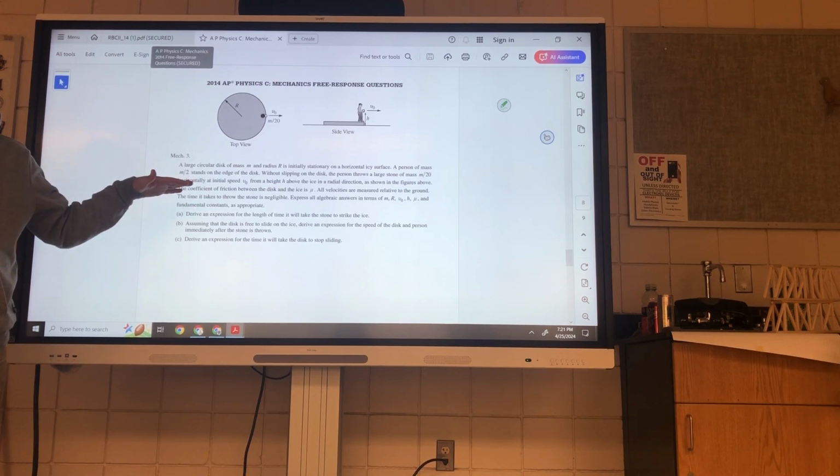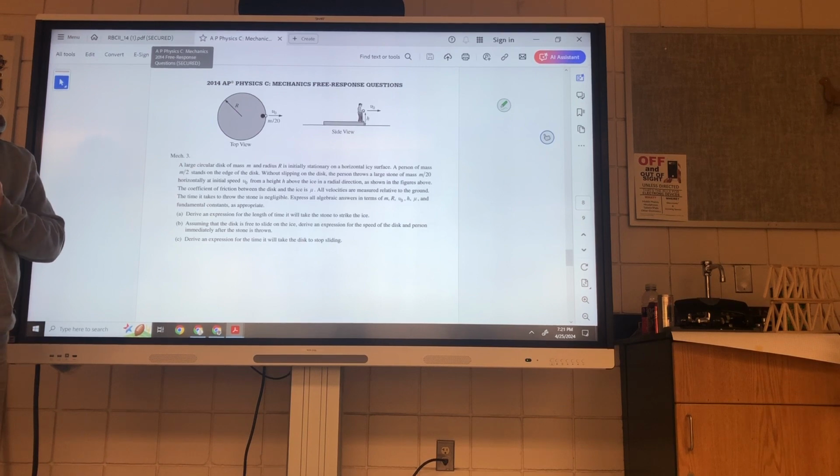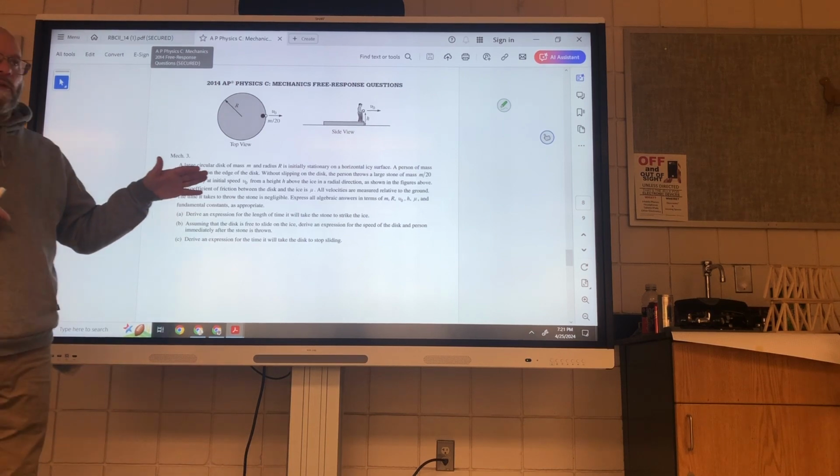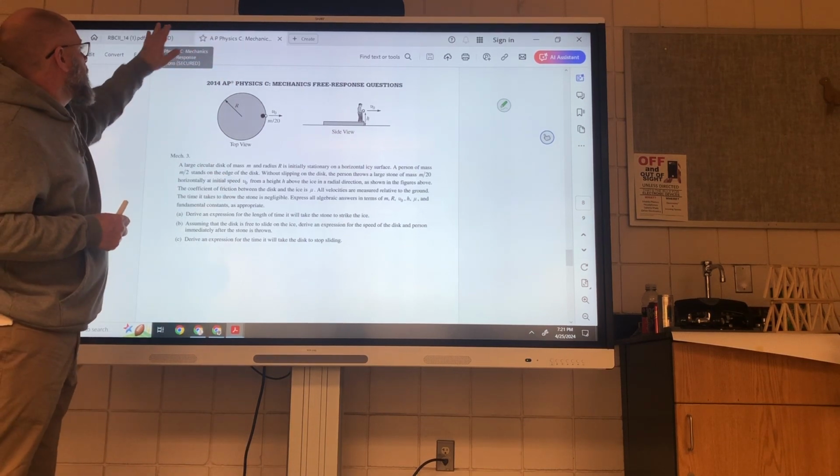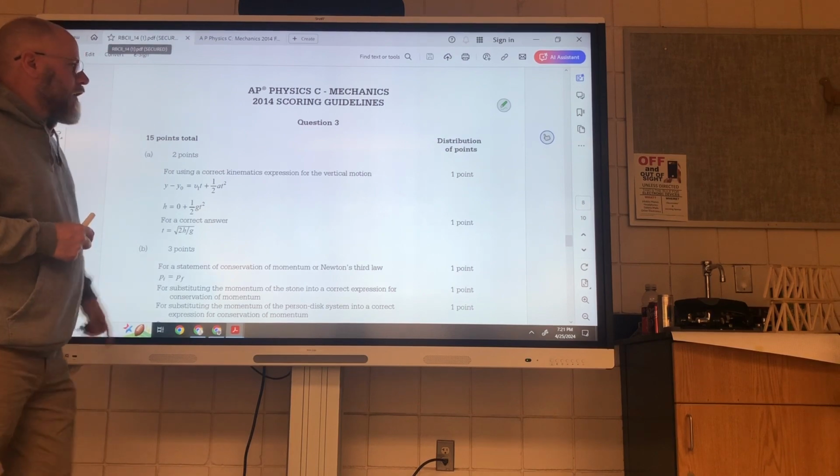What kind of problem is this then? If I told you it was a collision problem, you would tell me it's momentum. If I tell you an explosion, it's still momentum. So can we use our conservation of momentum concept to do this problem? Yeah. Okay, let's check and see what they did. So we got 3 points.